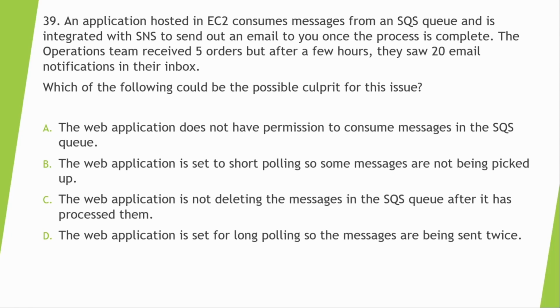So now what they are saying is they are using an SQS queue integrated with SNS, which consumes EC2 messages. Okay, now it will send out an email to you only once the process is completed. So after receiving 5 orders, they should get 5 emails, but they are getting 20 emails. Okay, so what does this mean? Why is it happening and who is responsible for this?